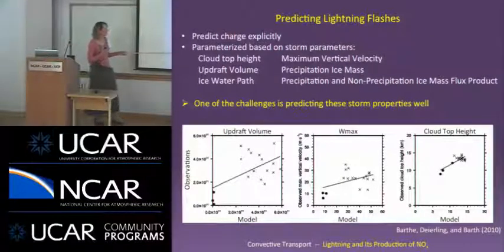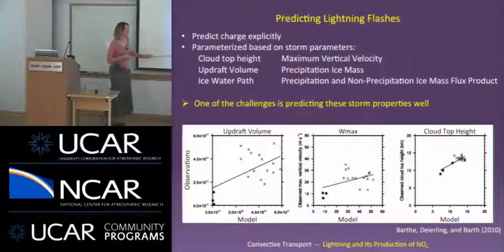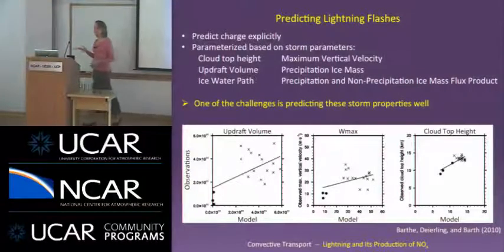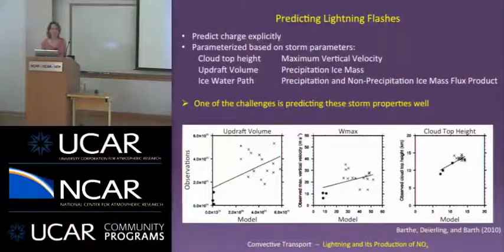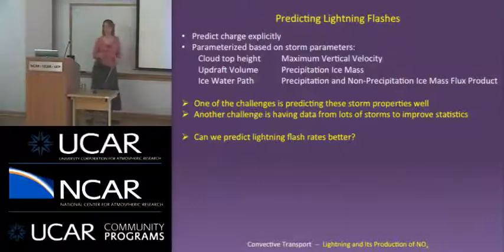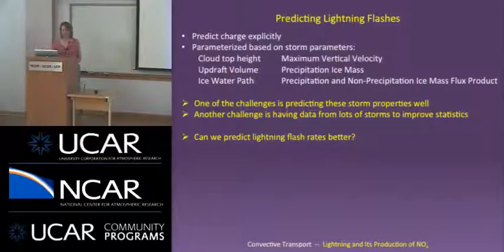And this is just an example from a study that we did a few years ago that's showing observations of these parameters, such as the updraft volume, compared to the model predicted updraft volume. And secondly, compared to the maximum vertical velocity, and then also to the cloud top height. And what you see from these plots is that sometimes they're doing a pretty good job and sometimes they're not doing that great of a job. So one of the challenges is predicting those storm properties. Another challenge is having the data from lots of storms to improve the statistics in developing these parameterizations, connecting the storm parameters to the lightning flash rates. So one of our questions at this point is, can we predict lightning flashes better?